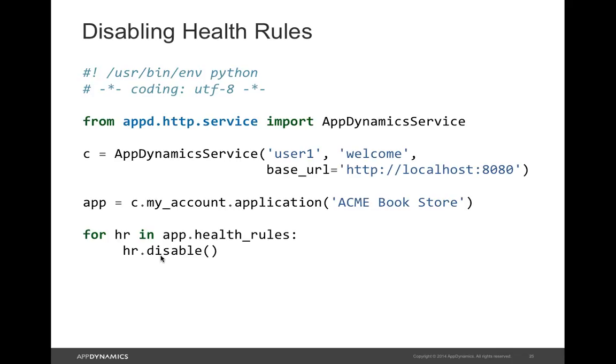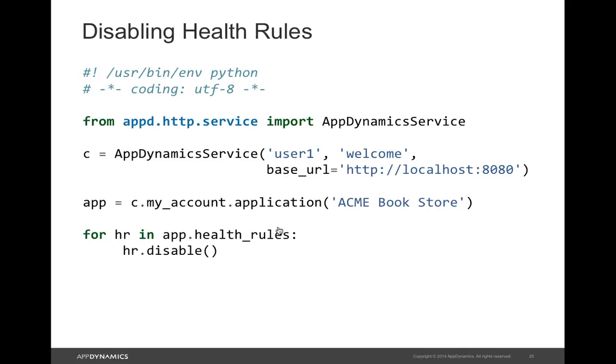Okay, so in this case, we want to look at health rules. And this is really easy, stupid easy, as a matter of fact. So you can see the basic structure looks exactly like the old or the classic SDK. The only difference is instead of an AppDynamics client object, you now have an AppDynamics service object. You're still passing in the same things, the URL, username, password. And I ask it for my account and application Acme Bookstore. And then for each rule in the health rules, I disable. So this loops through and disables all the health rules in the application.